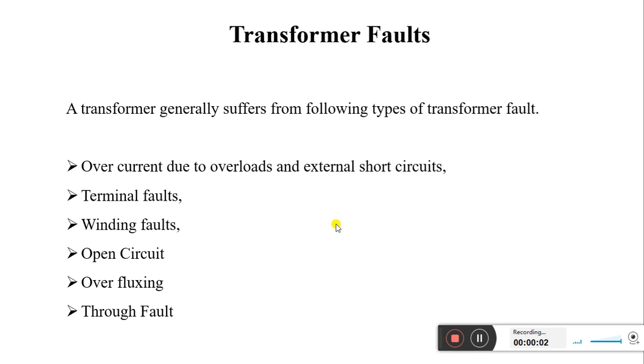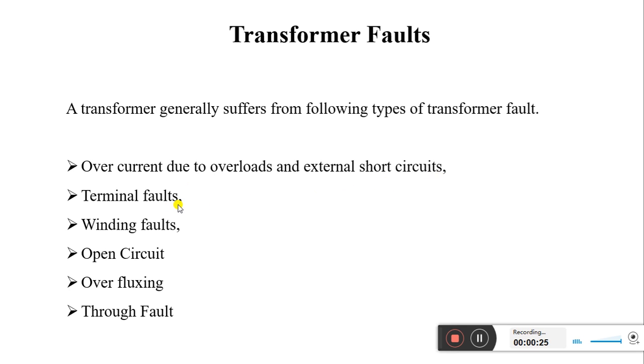So in this class today, we will discuss the transformer faults and their protection. Generally, transformers suffer from the following types of faults, which are the overcurrent due to overloads and external short circuits.